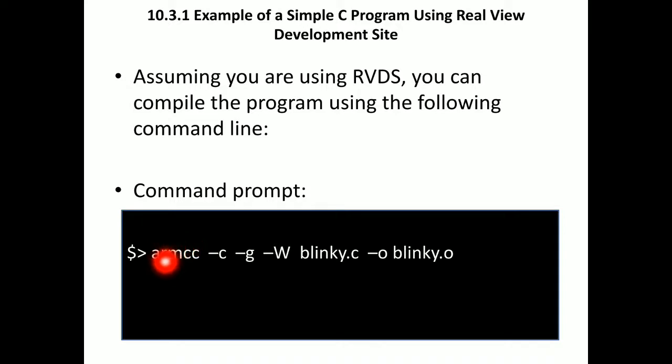In that command prompt, we need to mention the compiler name. The compiler name is armcc, and -c, -g, -w, and the file name. Okay, this is the command. We need to mention the compiler name and what type of program you use, C, and -g, -w for getting the list of warnings, and we need to mention the file name. File name is blinky.c, and we are supposed to mention the name of the object file.